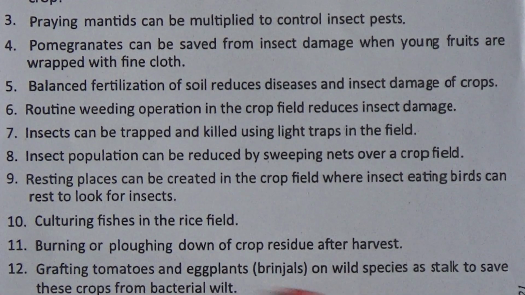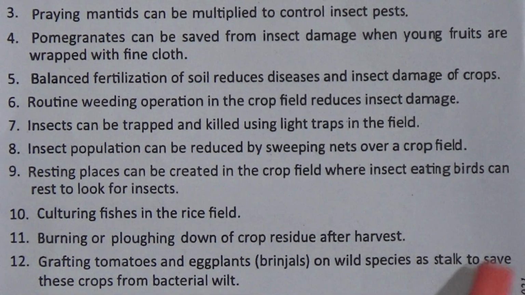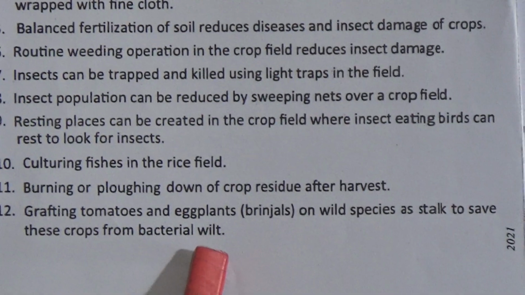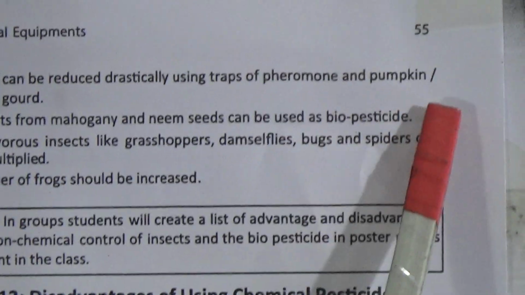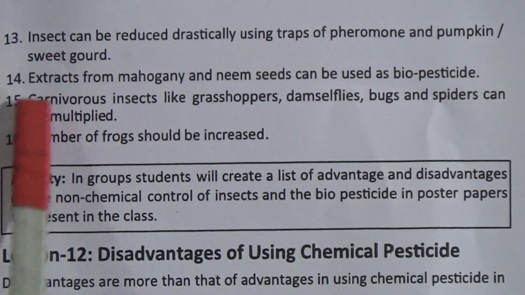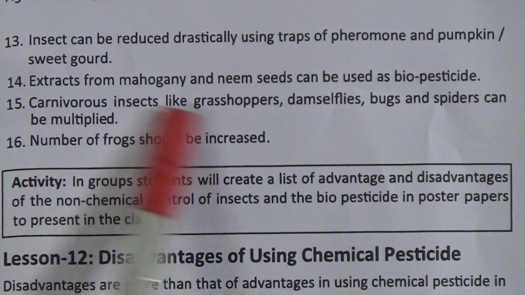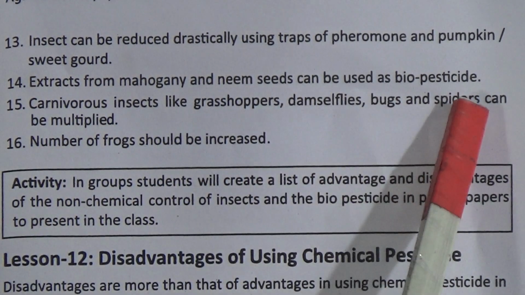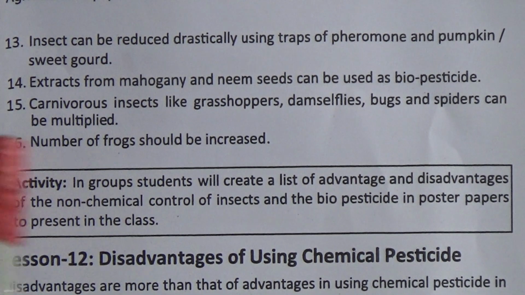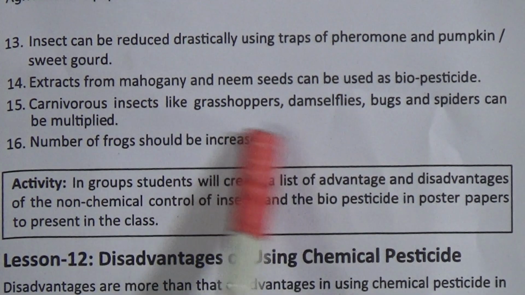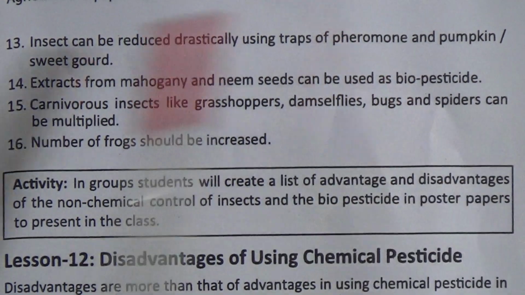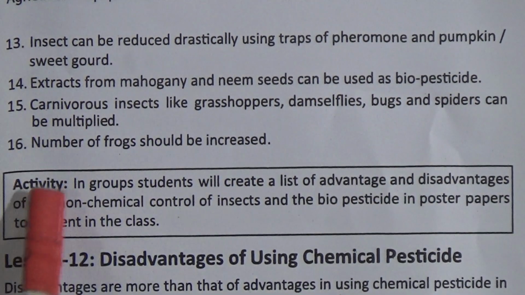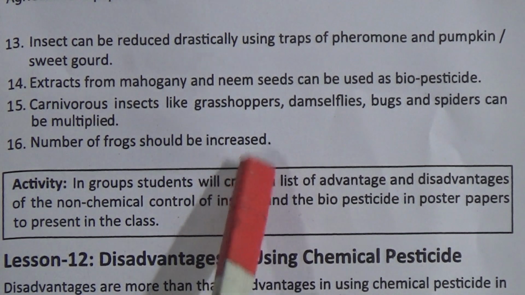Grafting tomatoes and eggplants on wild species as stock to save these crops from bacterial wilt. Insect can be reduced drastically using traps of pheromone and pumpkin sweet gourd. Extracts from mahogany and neem seeds can be used as biopesticide. Carnivorous insects like grasshoppers, damselflies, bugs and spiders can be multiplied. Number of frogs should be increased.